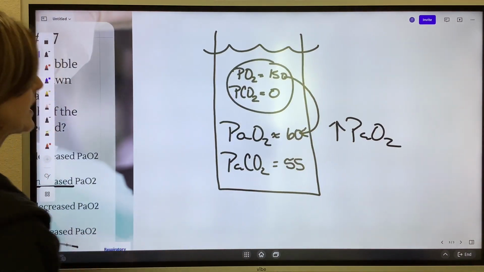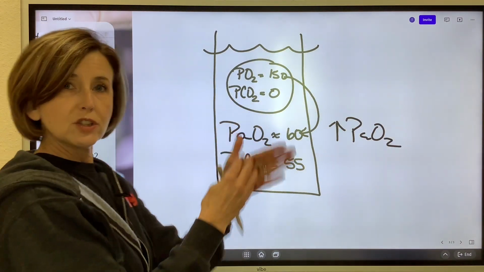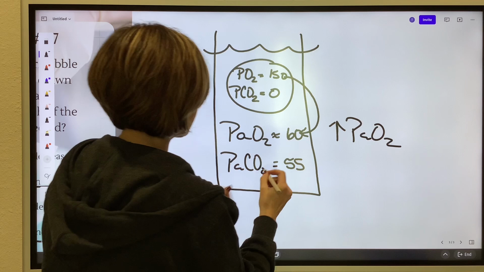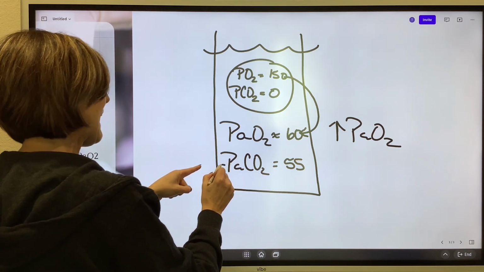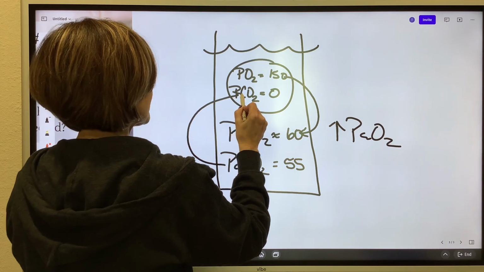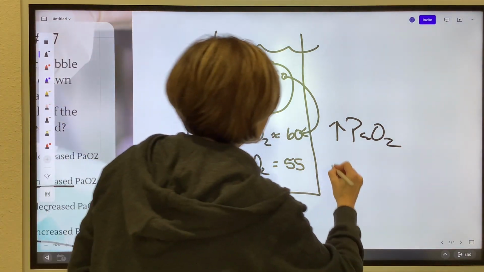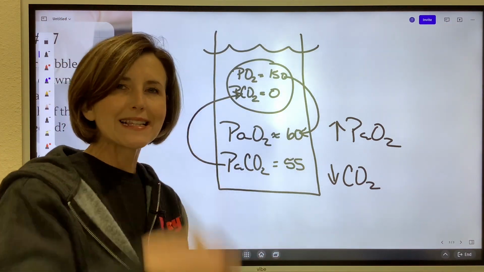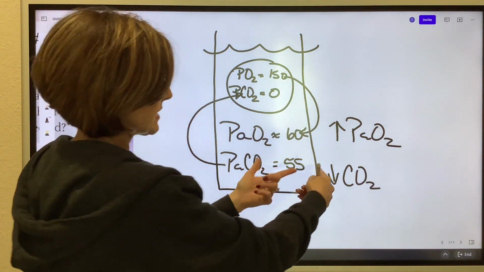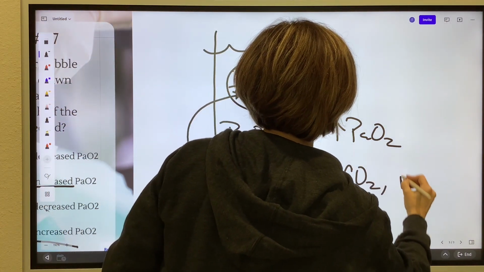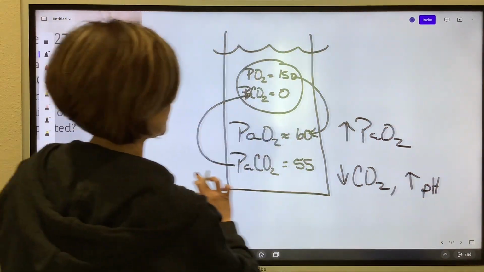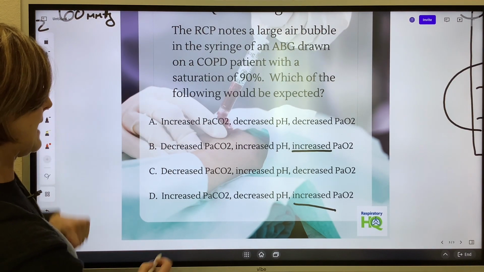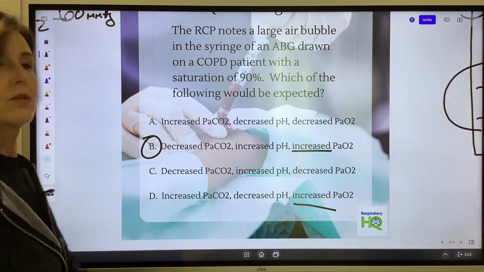All right, now let's come back over here and let's look at the CO2. And just think, diffusion moves from an area of high pressure to an area of low pressure. So what's going to happen with the CO2 is the CO2 is going to move out of the blood into the air bubble. And when it moves out of the blood, it decreases CO2, okay? Air bubbles will always, always, always decrease CO2, all right? And obviously, when CO2 decreases, that's going to increase pH. So now let's go back over here. We said it decreased CO2 and increased pH. So there is our answer.